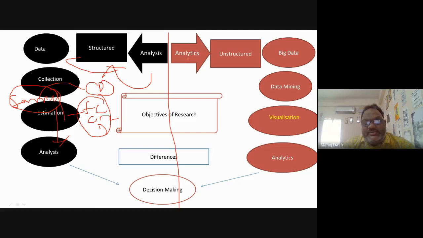But what is analytics? Suppose I posted one comment on Facebook. Within 10 minutes, I got 12,000 comments. Some are numbers, some are text, some are cartoons, some are videos, some are images. So the volume, variety, and velocity are different. It is not structured, it is unstructured. They are called big data, because the three V's are there: volume is high, velocity is high, and variety is there.